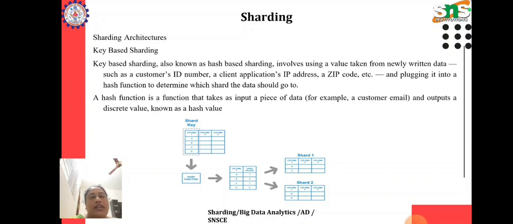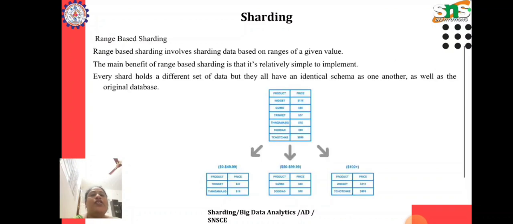Look into the example of how the shards are typically sharded. Remember, if you shard, the row-wise information will be sharded into a particular database. Range-based sharding involves sharding data based on a range of a given value. The main benefit of range-based sharding is that it is relatively simple to implement. Every shard holds a different set of data, but they all have an identical schema as one another, as well as the original database.